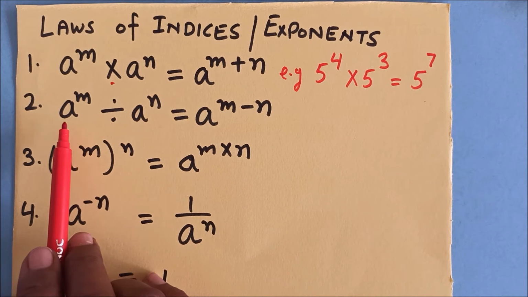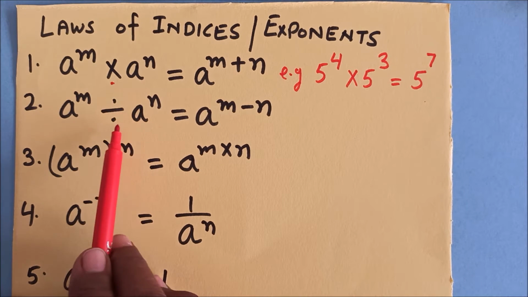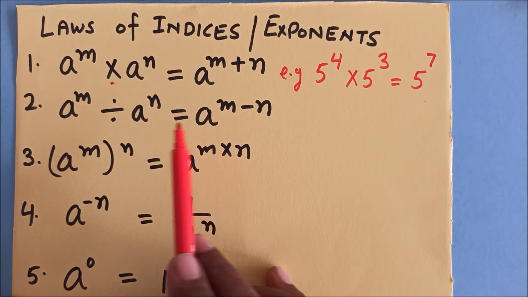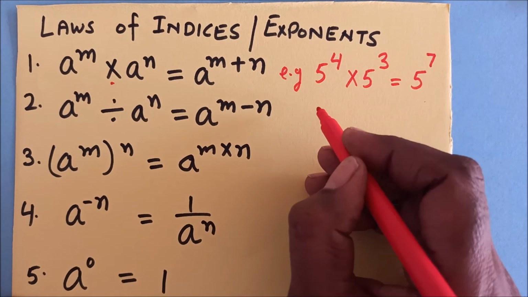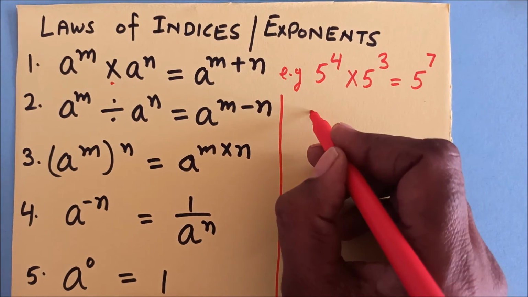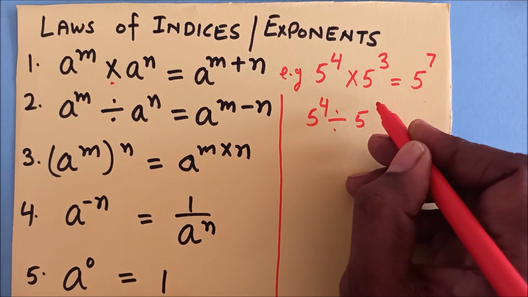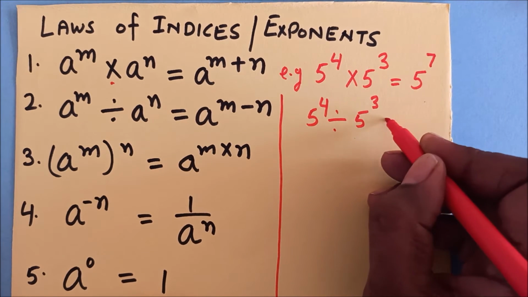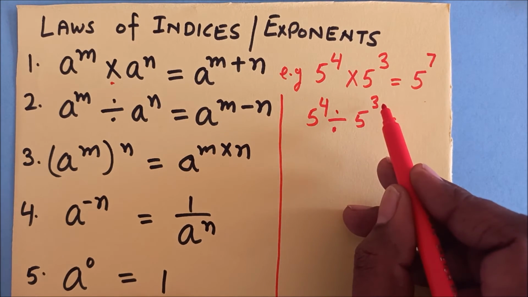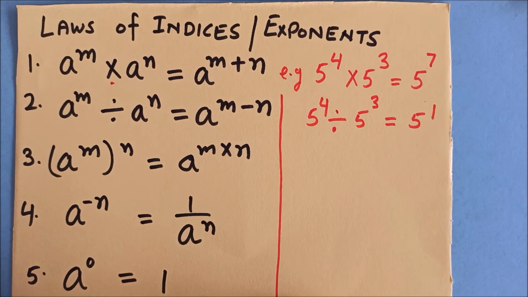Next, second rule: if you have the same base and there is a division sign in the middle, then we will subtract the powers, like m minus n. If we take the same example, 5^4 divided by 5^3, when you divide this, we are going to subtract the powers. So this is 5^1.